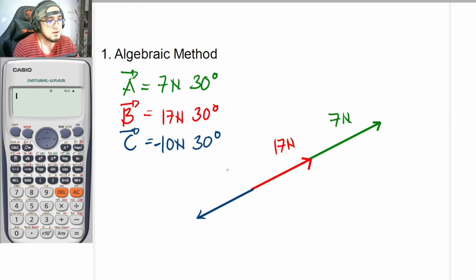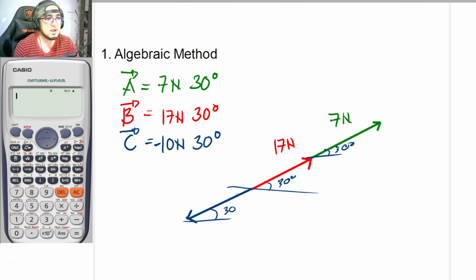But take note, guys, as for this direction here, this is 30 degrees, so the line should be like this. However, its magnitude is negative. So instead of putting the arrowhead here, you would place it at the opposite side, since once again this is 30 degrees, 30 degrees, and 30 degrees.